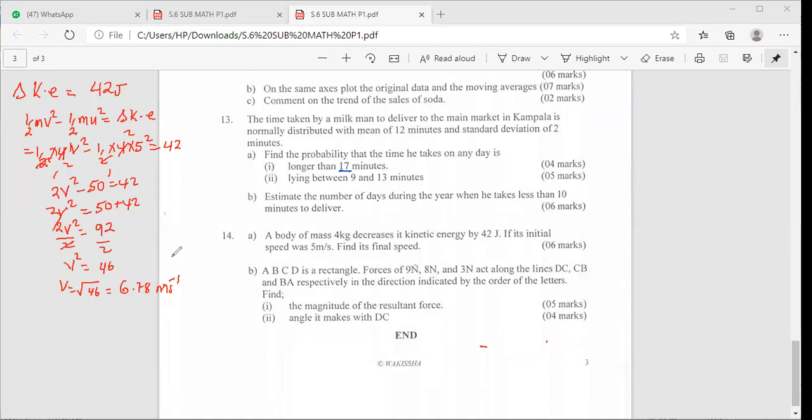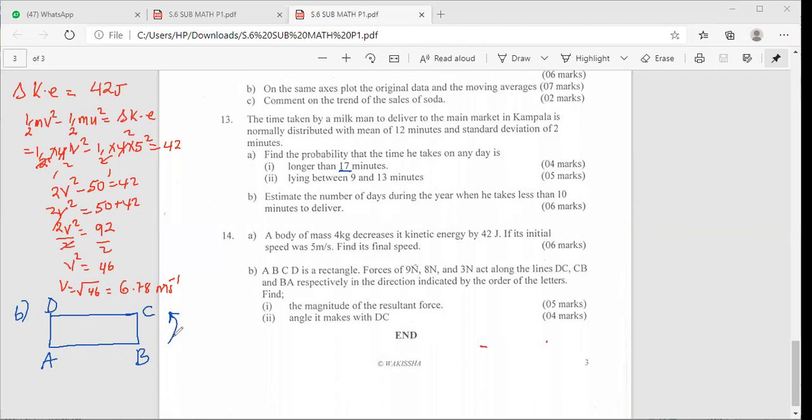Now part B says a rectangle. When they don't tell you the direction of the labels, you label them going anti-clockwise. So the rectangle will be A, B, C, and D. That is how we label going anti-clockwise.